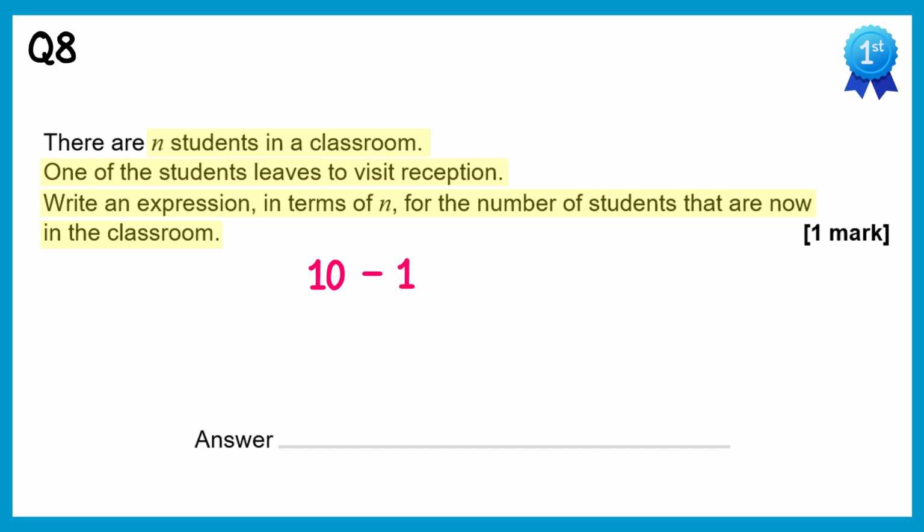So we'd have 10 subtract 1. If there were 15 students in the classroom, we'd do 15 subtract 1. So it's the number of students, however many there are, subtract 1. But the number of students is actually just n, so it's n subtract 1.